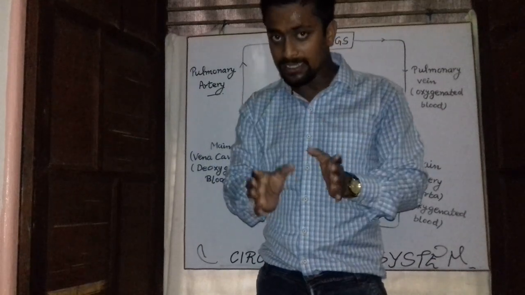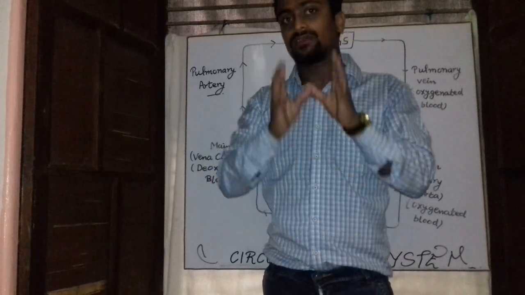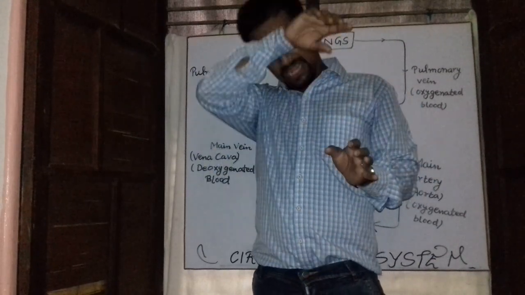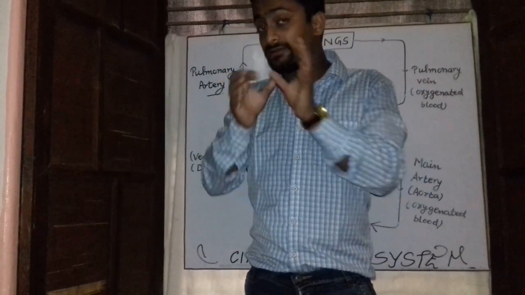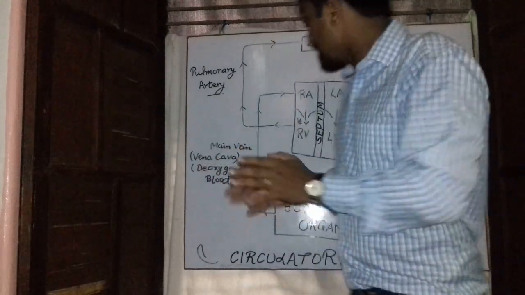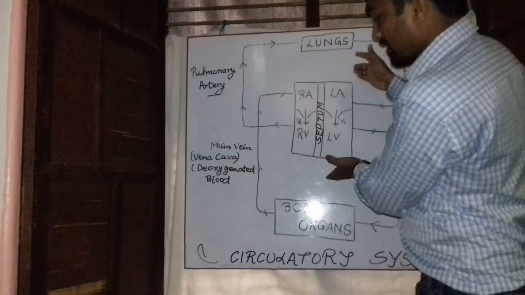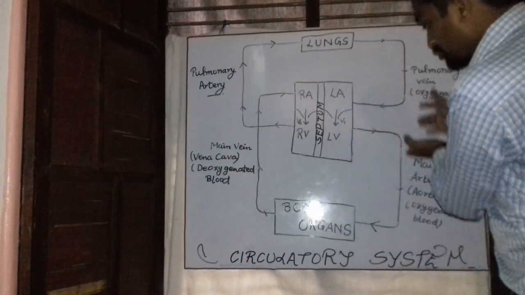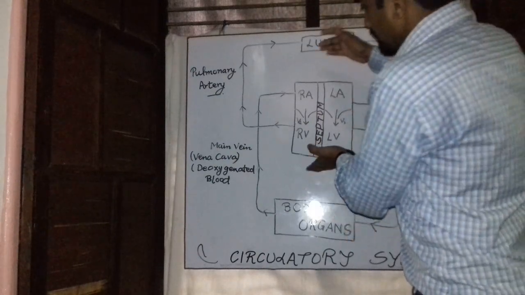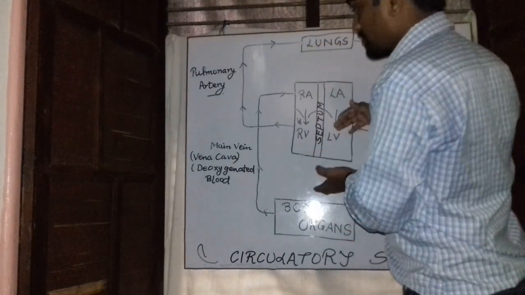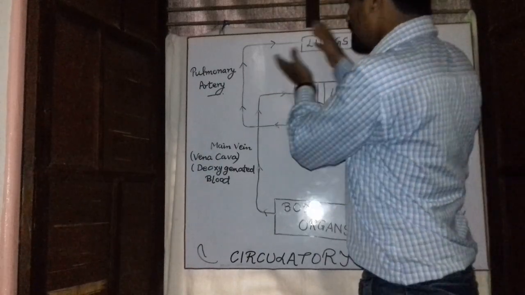So these were the three main blood vessels. First is the arteries, second is the capillaries, and third is the veins. Actually the heart is a double pump. What do you mean, the heart is a double pump? See, the left side of the heart supplies the blood to the body organs, except the lungs. But the right side of the heart supplies the blood to the lungs.